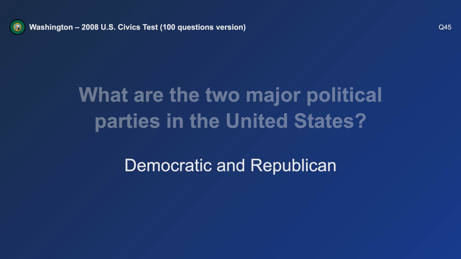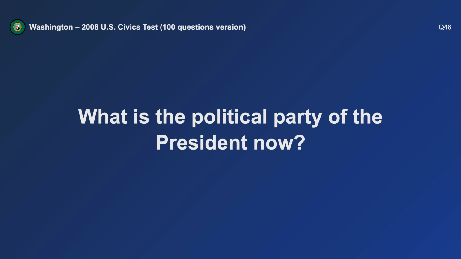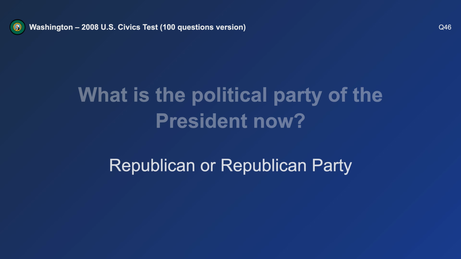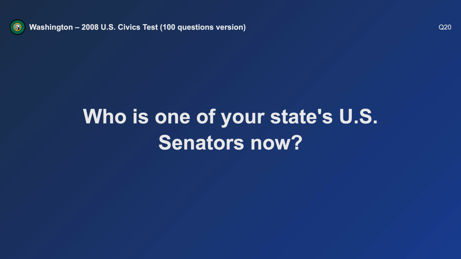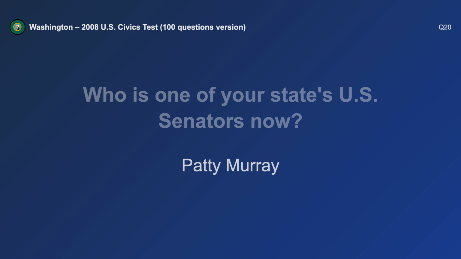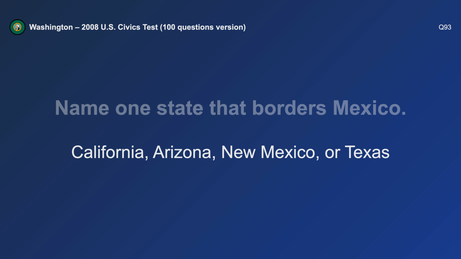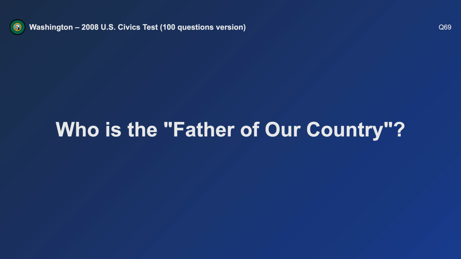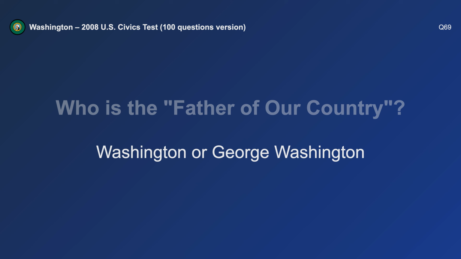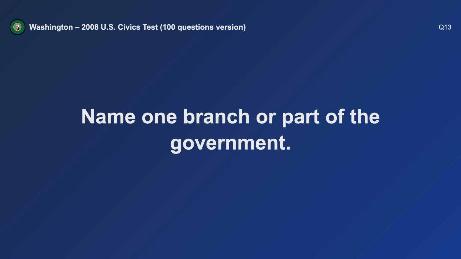What are the 2 major political parties in the United States? Democratic and Republican. What is the political party of the president now? Republican. Who is one of your state's U.S. senators now? Patty Murray. Name one state that borders Mexico. California. Who is the father of our country? George Washington.